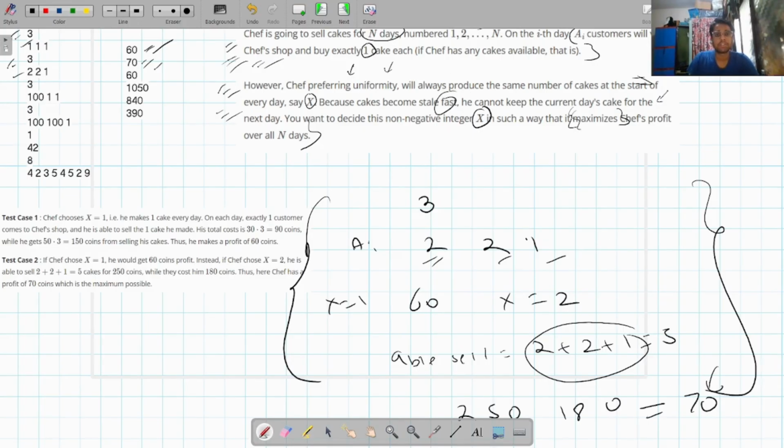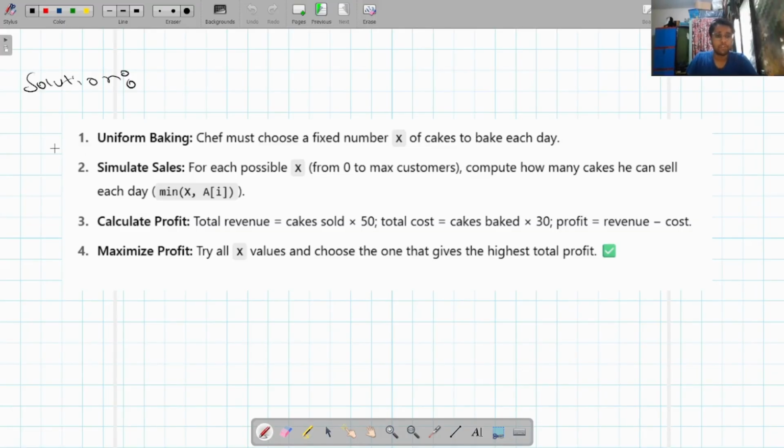So now let's move toward the simple solution. We have to do uniform baking, right? So chef must choose a fixed number x of cakes to bake each day. So we will simulate the sales. For each possible x from 0 to max customers, we will compute how many cakes he can sell each day, that is by doing minimum of x comma a of i. And then we will calculate the profit.